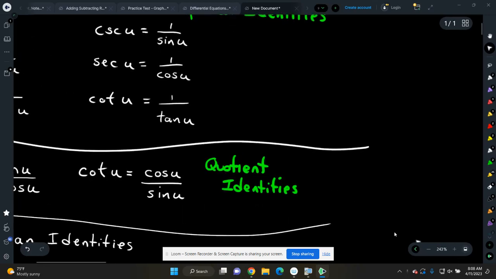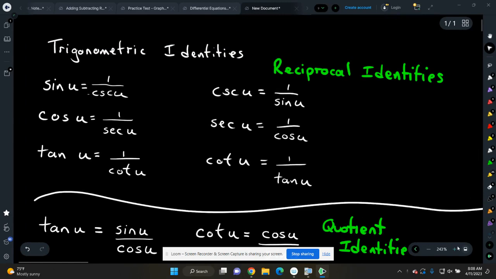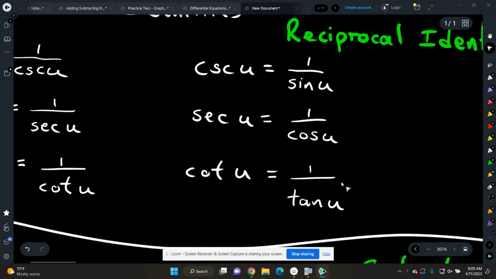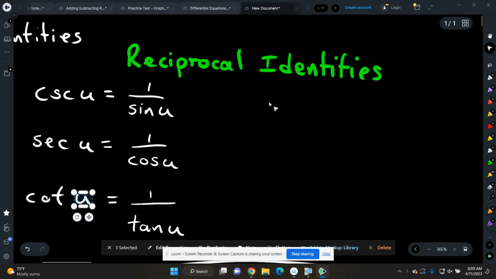So this first group of identities, this is really nothing new. It's just sometimes we don't think of it this way, right? So we know that cosecant is 1 over sine. Cosecant is the reciprocal of sine. Well, it works the other way also. That means that sine is 1 over cosecant. So these are called our reciprocal identities, okay?